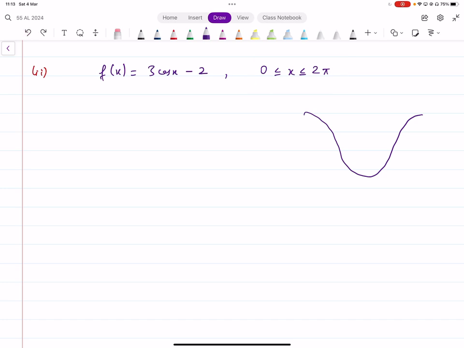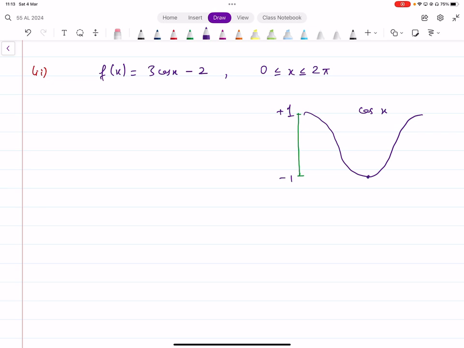0 to 2 पाई में आपका कॉस का एक पूरा साइकिल कंप्लीट हो जाता है. उसमें कॉस की मिनिमम और मैक्सिमम पॉसिबल वैल्यूज क्या हैं? मिनिमम वैल्यू इज -1 एंड द मैक्सिमम वैल्यू इज +1. सो वी नो कॉस ग्राफ goes from -1 to 1. ये आपके cos की रेंज है. Is that okay? Yes.